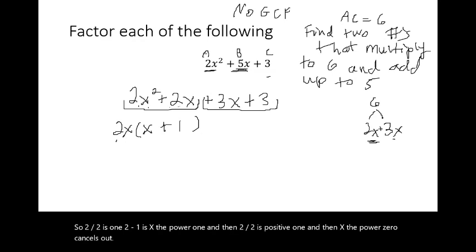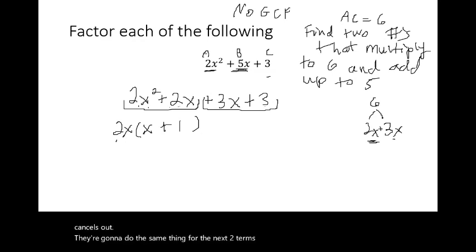Then we're going to do the same thing for the next 2 terms. The GCF between 3x and 3 is positive 3. So 3 divided by 3 is 1, leave the x alone, and then 3 divided by 3 is positive 1.